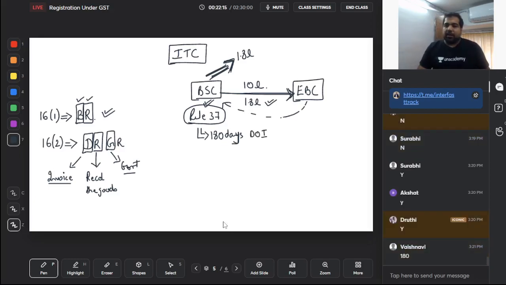So guys, do you need to pay immediately to take credit? No guys, there is no requirement to pay immediately, but how many days do you have to pay? And promise you will pay in how many days? You have to pay in 180 days. Which rule tells you? Rule 37.